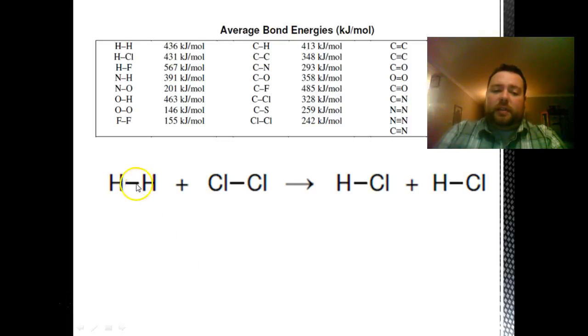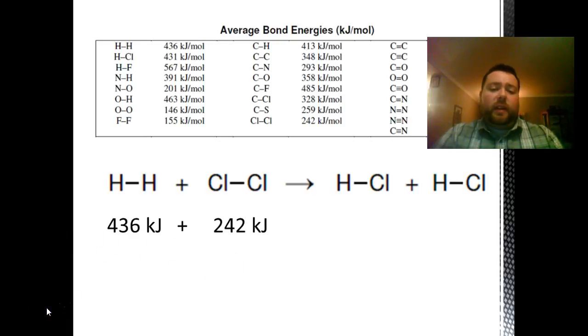So looking at this first one, we have a hydrogen bond, so we can come right up here, see that it is 436 kilojoules per mole. And so we can actually just write that in there, knowing that that's what we're going to be working with initially. Okay, our second item is a chlorine-chlorine bond. So if we come right over here to 242 kilojoules per mole, we know that we can plug that right in. There's 1 mole of that as well. So this takes care of our reactants, and it tells us how much energy is going to be required in order to break those particular bonds.